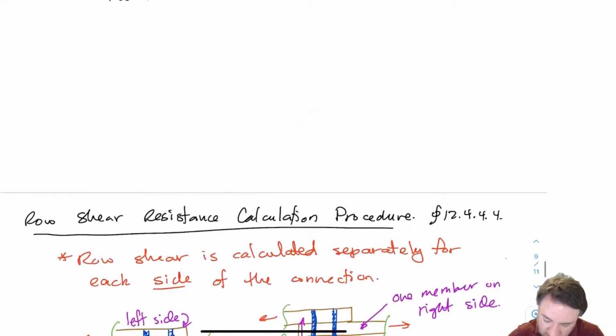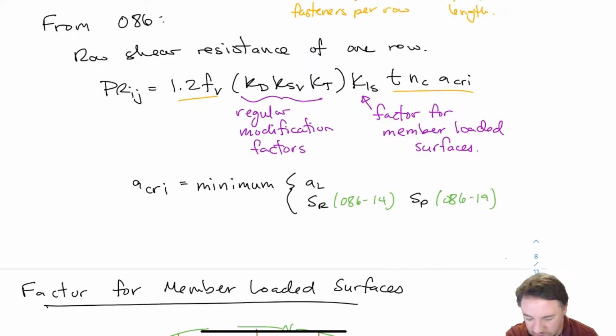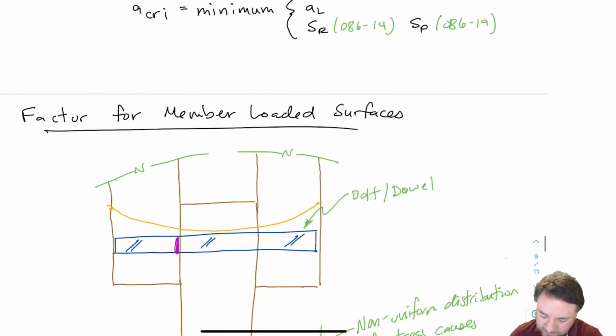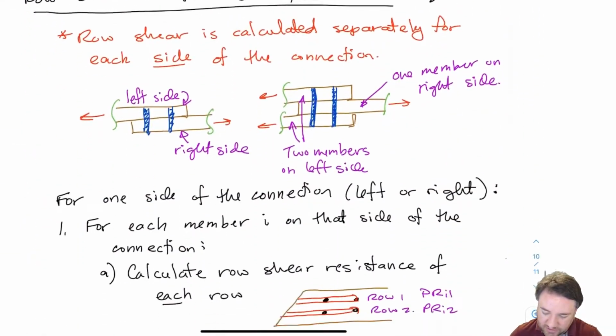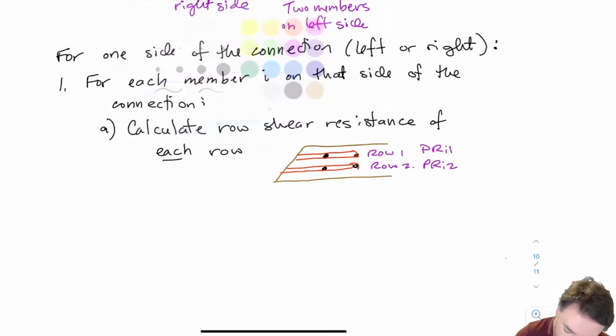Okay, so going back to our equation for PRIJ. The I is the member number and the J is the row number. So PRIJ is for member number I, row number 1, and row number 2. So that's how I calculate it. I have the equation to calculate that. It's pretty straightforward. It's just based on shearing both sides of the plug to pull the plug out of the side. And I'm going to repeat it here.